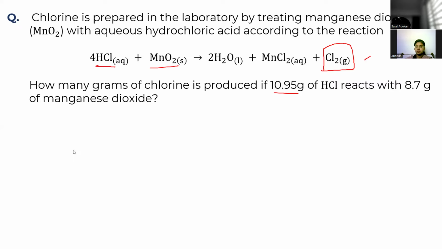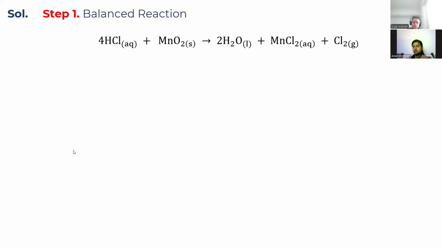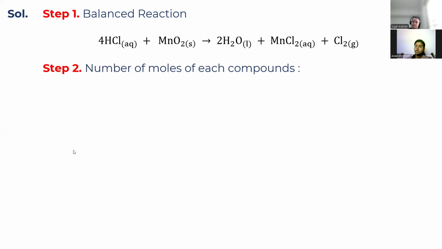Okay, so let's proceed. What is the first step? Take the balanced reaction. The reaction is already balanced, right? Yes, it's already balanced. Now find out the number of moles of each component, that is, for the reactants. We have two reactants. Find out the number of moles of HCl first and then go for manganese dioxide.